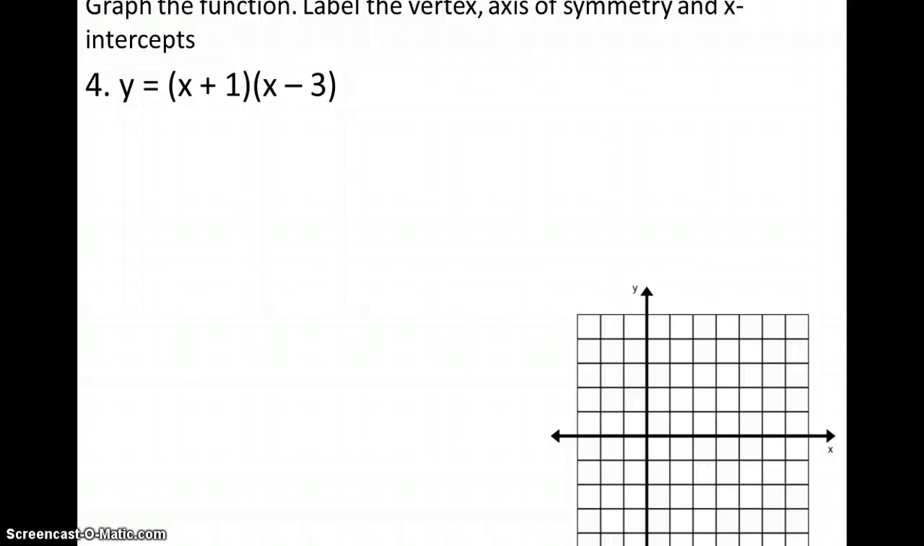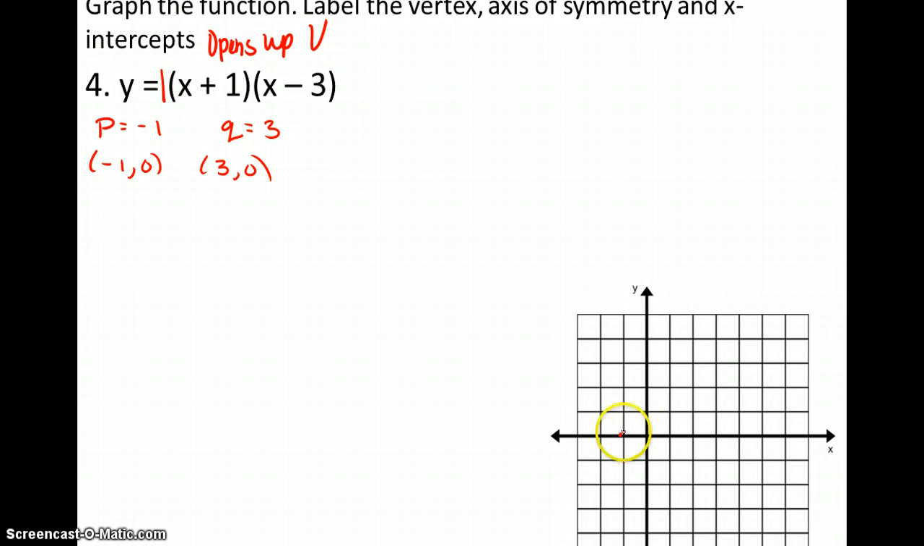Graph the function, label the vertex and the axis of symmetry. So looking at this one, I see that a is positive, which means that this one will also open up. So opens up. Should look something like that. And I see my p is negative 1 and my q is 3. Remembering we have to switch the signs for these. So as a coordinate, I have negative 1, 0, and 3, 0. That's 2 of the 5 points that I need. So go ahead and plot those.